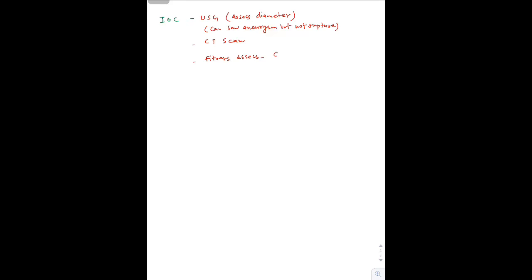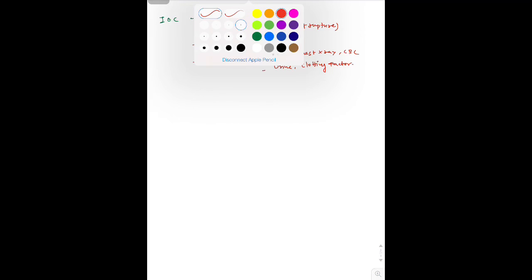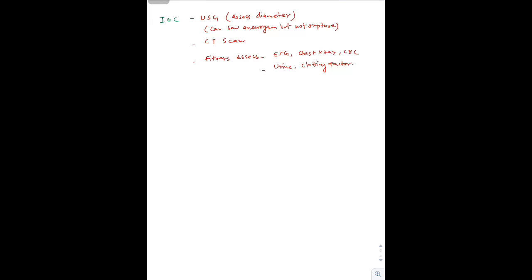In fitness tests, we'll do ECG, chest X-ray, CBC, and all these normal tests, urine test, clotting factor studies. And guys, one more thing you have to remember, and that I want to tell you in particular, that is we don't do angiography over here, because there is no use of angiography in this.